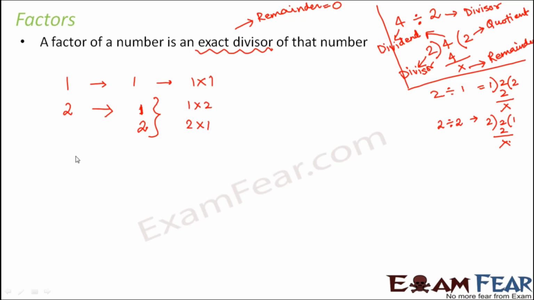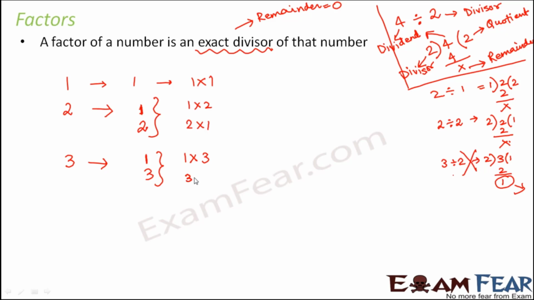Let's look at the next number, that is 3. In case of 3, 1 again is an exact divisor. Do you think that 2 would be an exact divisor? No, that's because if you divide 3 by 2, you get 1 as a remainder. That means 2 is not an exact divisor of 3. So 1 and 3 are the exact divisors of 3. This can be written as 1 into 3, and this can be written as 3 into 1. Now whenever a particular number is an exact divisor or a factor, then that factor will be multiplied with some other number to get this number.